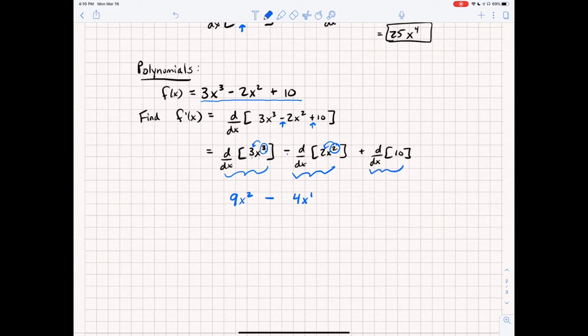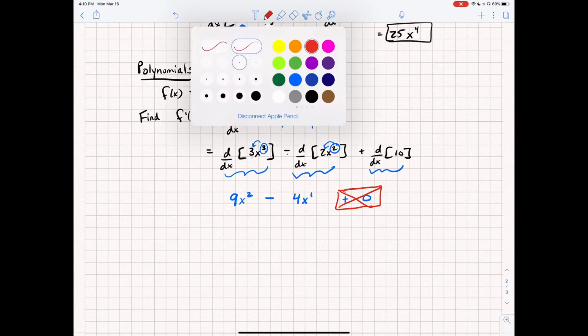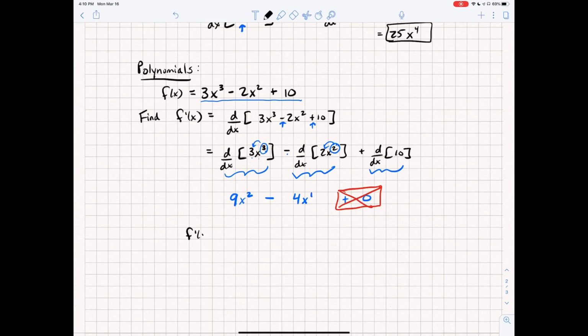And then again here, and this is where you've got to be very, very careful, the derivative of a constant is always 0. Now this step right here is always trivial, so you technically don't need to write this. Anytime you have a constant, the derivative makes it go away. The derivative is 0, so it's gone. And so in conclusion, we have that f prime of x is 9x squared minus 4x. We don't need to write to the first power because that part's pretty trivial.